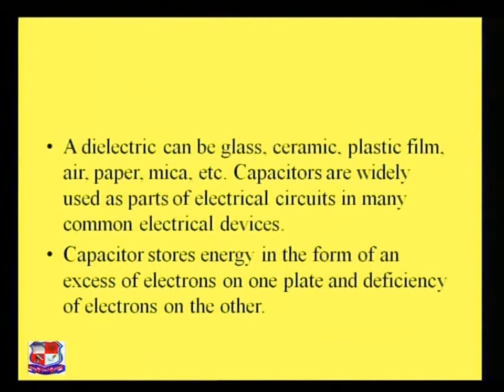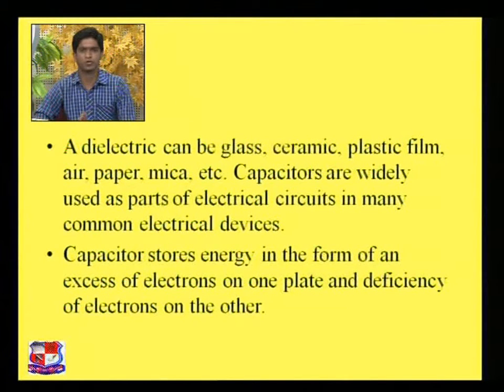A capacitor stores energy in the form of an excess of electrons on one plate and a deficiency of electrons on the other. We have seen in the example that the electrons were moving from plate A to plate B. So there is an excess of electrons on plate B and a deficiency of electrons on plate A. So the potential difference will be there.